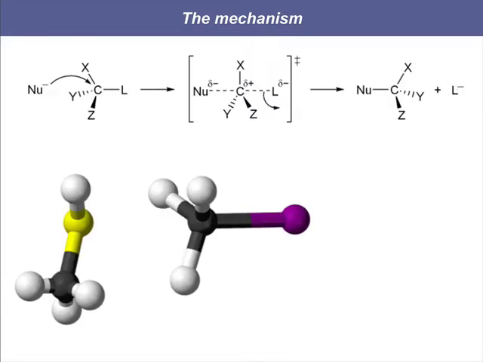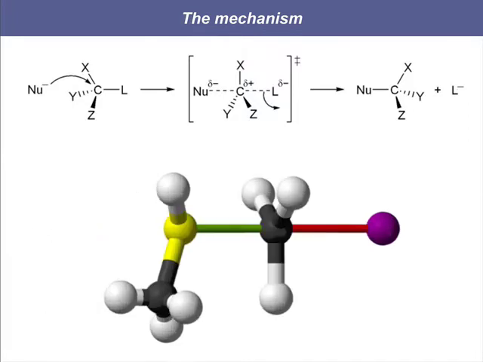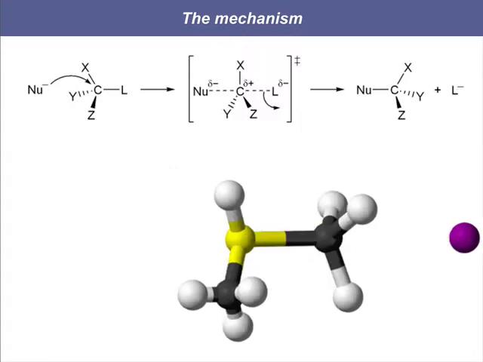To show this in a three-dimensional view, here's an example of a nucleophile. This is CH3SH, methyl sulfide. And here's CH3I, methyl iodide. So this is going to be our nucleophile. This is going to be our substrate. The nucleophile is going to donate its electrons to the carbon, and we're going to be making a bond in green. While that bond is forming, we're going to be breaking this bond in red. And as the bond is formed and broken, eventually the leaving group leaves.